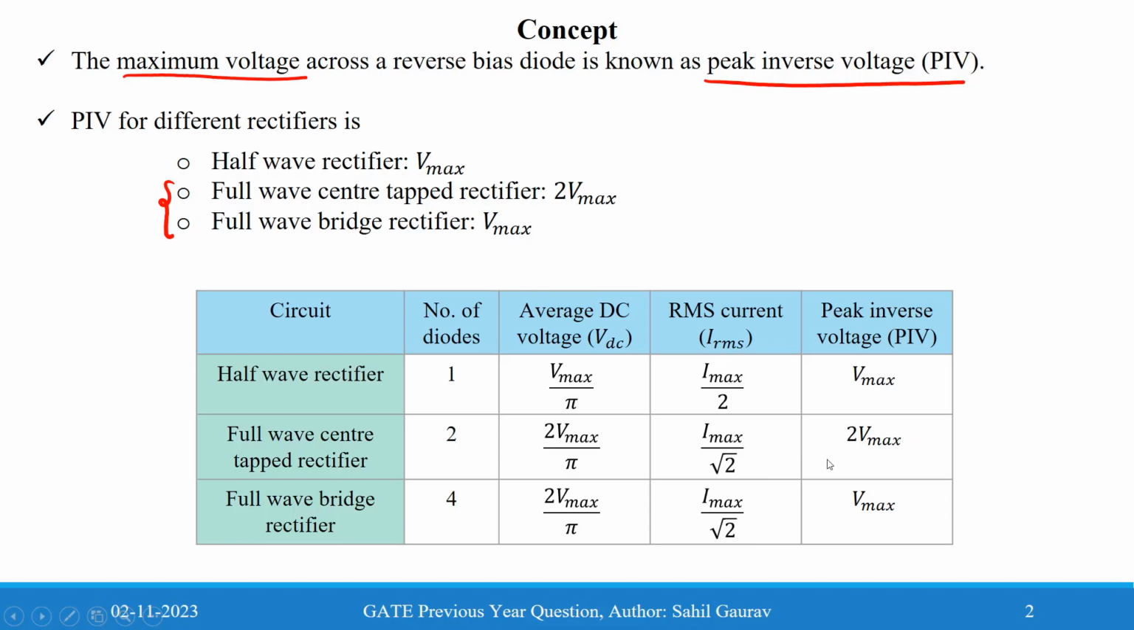And here we can see that if we want to calculate PIV, peak inverse voltage, for center tap rectifier it is 2 times the other ones. For half wave rectifier, PIV is the maximum voltage of the supply we are applying, that will occur across the diode. And for bridge rectifier, it is also Vmax. Only for center tap rectifier, it becomes 2 Vmax. Now let us solve this problem.